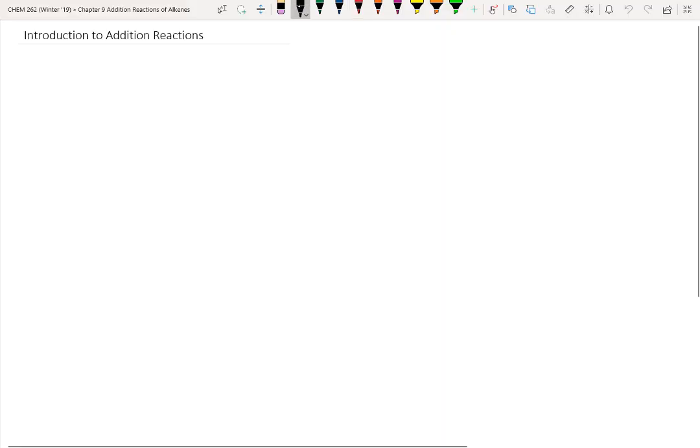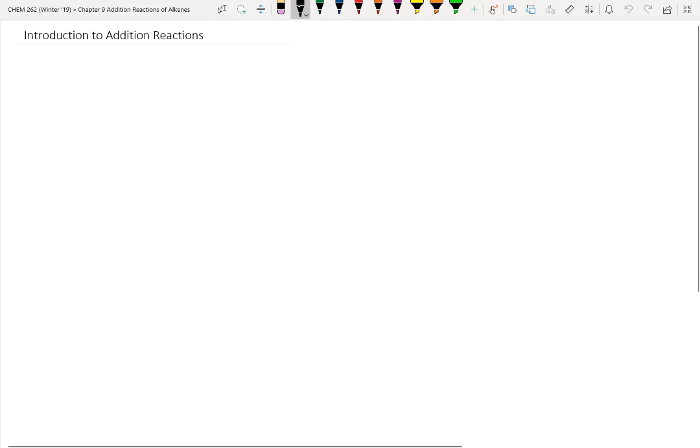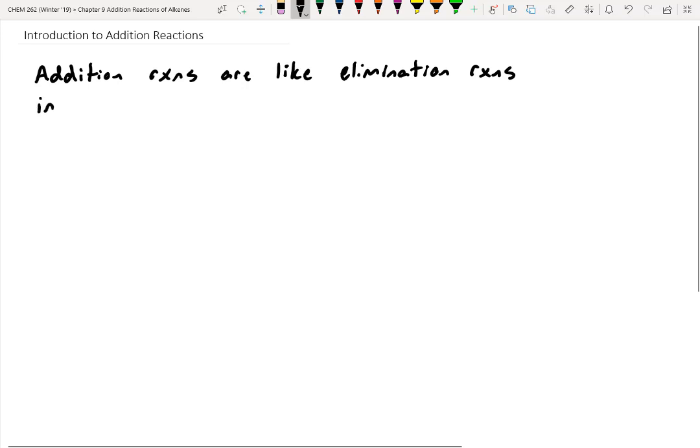All right. So the next chapter in the Klein textbook is all about addition reactions, or essentially like elimination reactions in reverse. So we'll go through this, and a lot of these are actually very, very intuitive. So let's go and review elimination reactions. And we'll try to review a little bit as the term goes on.